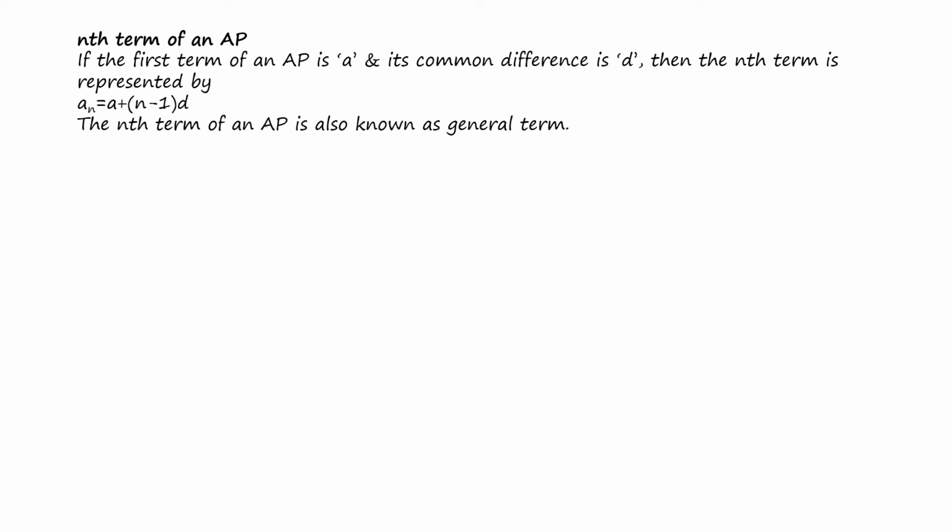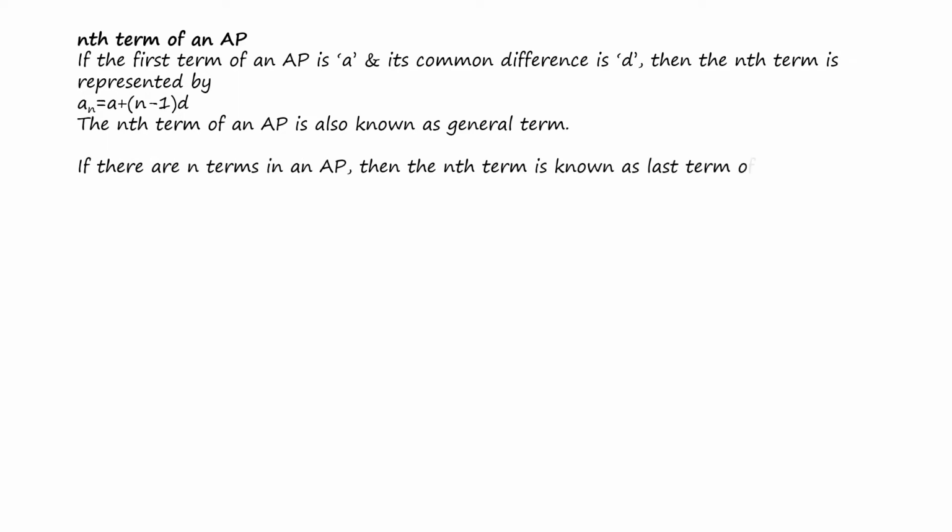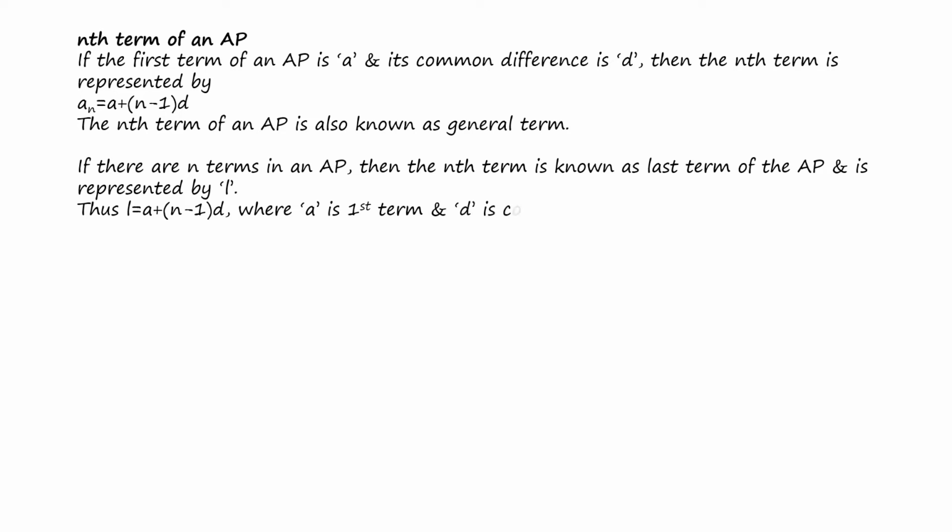The nth term of an AP is also known as the general term. So the nth term is given by a plus (n minus 1) times d. If there are n terms in an AP, that means the nth term is the last term, and it is represented by l. So we can write l equals a plus (n minus 1) times d, where a is the first term and d is the common difference.